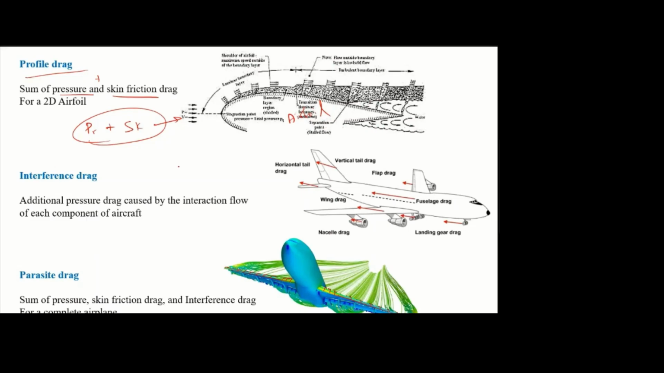The next one is interference. So here the definition is, this is due to the interaction of flow between each component. So there may be a flow over the fuselage. That disturbed flow may flow over the wing. Again, there may be a disturbed flow from this wing that may flow over the wing. From the engine, the disturbed flow may be flowing over the wing like that. There may be a lot of interaction of flow. Due to that, we are getting additional pressure drag. That is called interference drag.